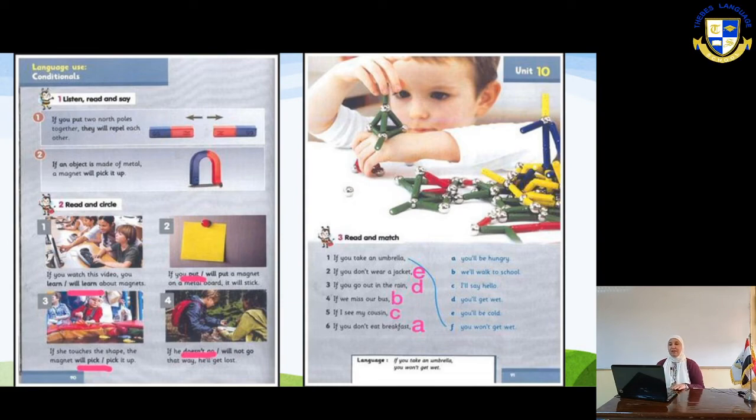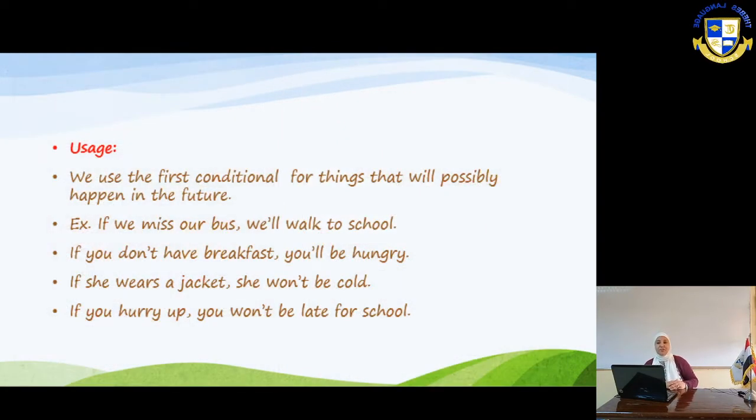In the next slide, we will know the usage of the conditional. We use the first conditional for things that will possibly happen in the future. Okay? For example, if we miss our bus, we will walk to school. If you don't have breakfast, you will be hungry, the same one we had in the last slide. If she wears this jacket, she won't be cold. If you hurry up, you won't be late for school.